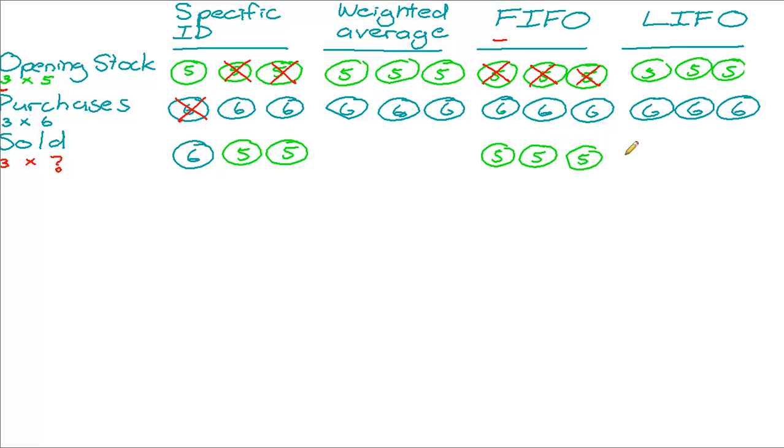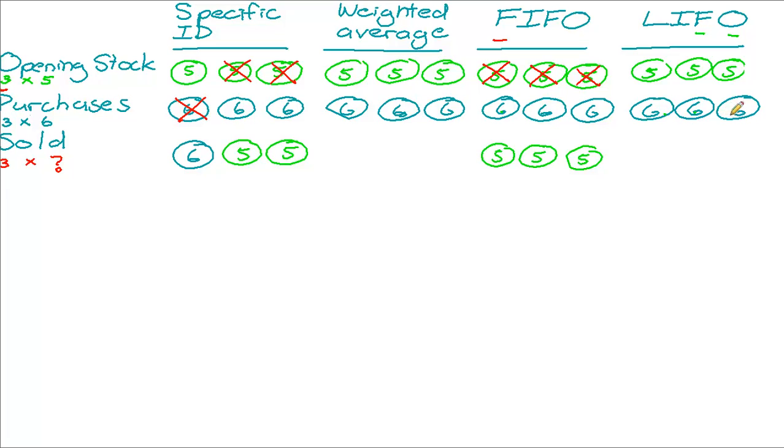The last in first out is exactly the opposite. So the last in first out, we're going to say the last batch of pies that came in is going to be the first ones that are going to go out.